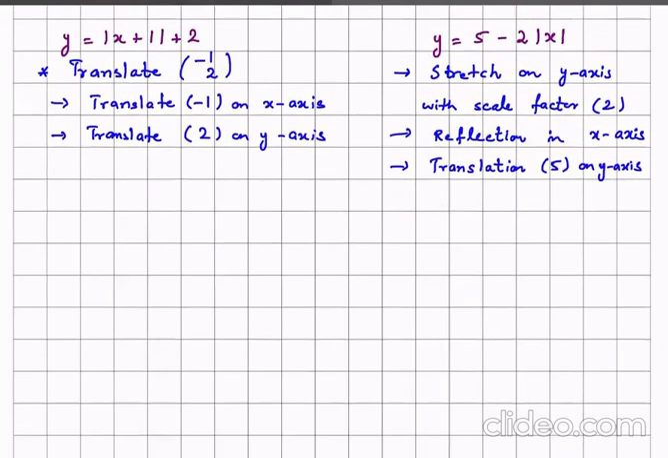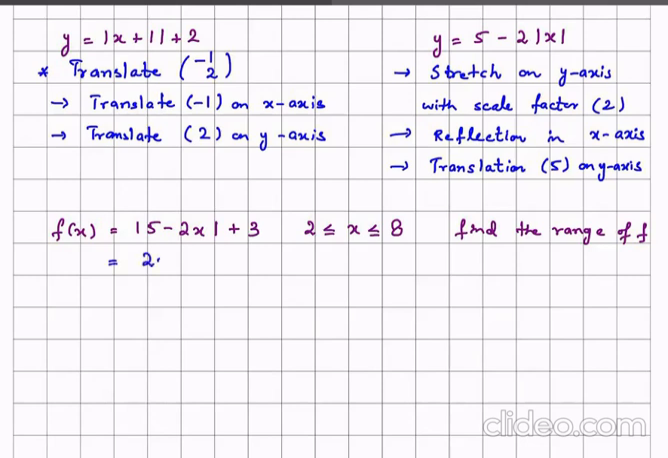Okay, let's say we have a question. F of x is equals to modulus 5 minus 2x plus 3. And they are saying that we should be making the graph from 2 till 8. And they want us to find the range of f as well. So first of all, we will be writing this as 2x minus 5. So 2 should be taken common. This will become x minus 2.5.